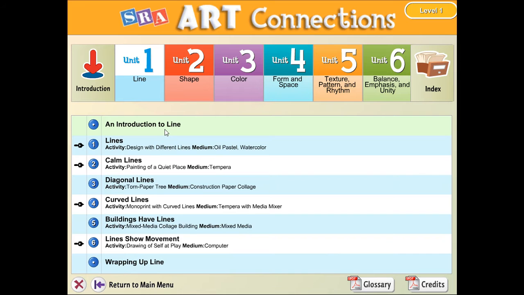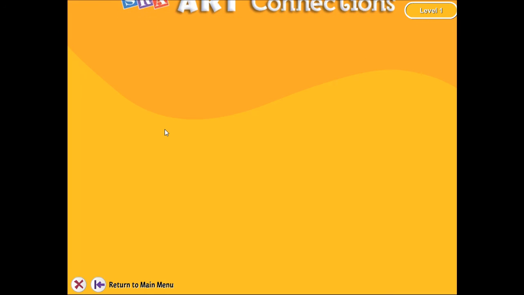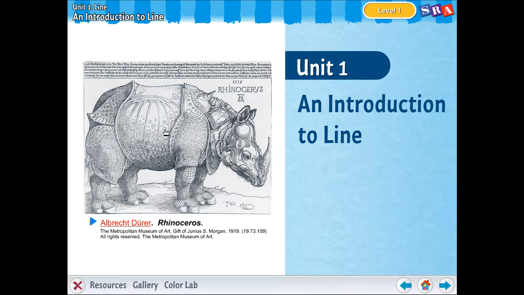So let's do our introduction to line. Okay, an introduction to line. Here's an example of one of the pictures that we're going to be looking at by an artist named Albrecht Dürer. And this is entitled Rhinoceros.